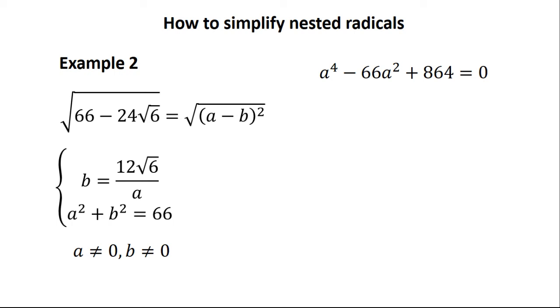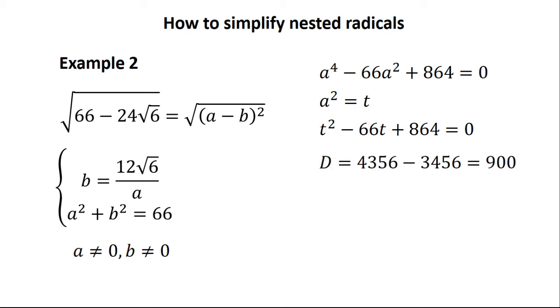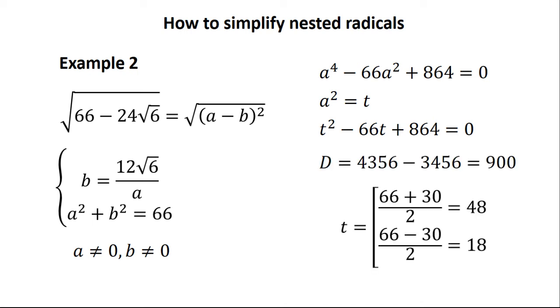So we get the biquadratic equation. It can be solved using the following substitution: t equals a squared. Using it, we can rewrite our equation in a quadratic form. Its discriminant equals 900. So the solutions are 48 and 18. We can choose any of them. I've decided to choose the second here.